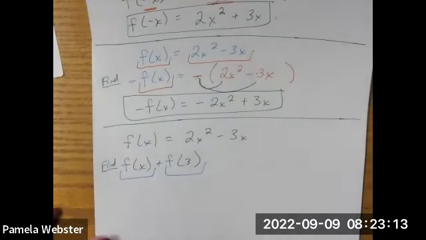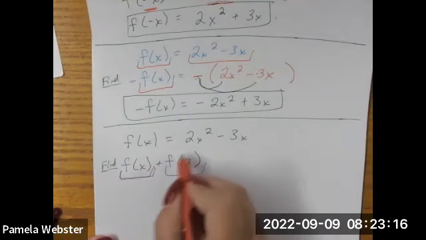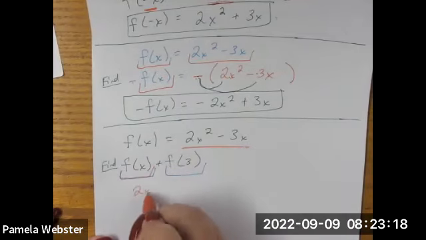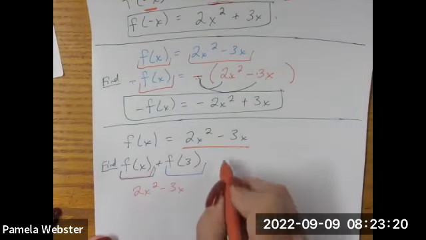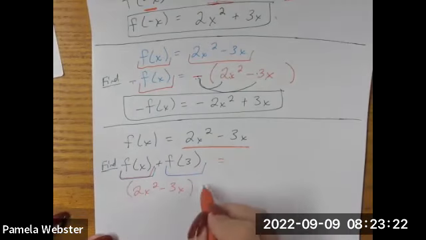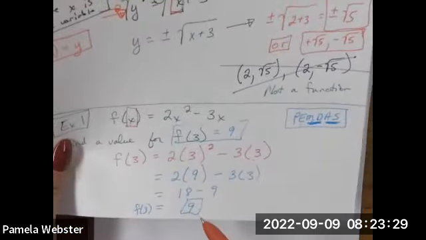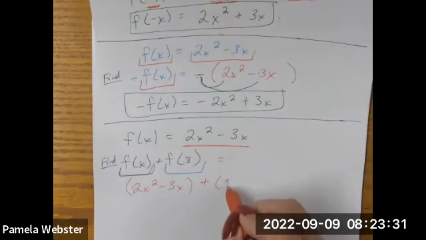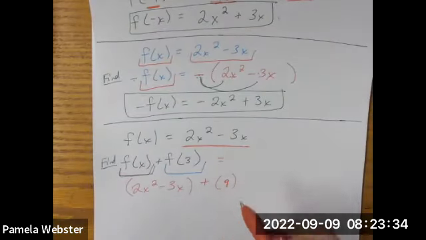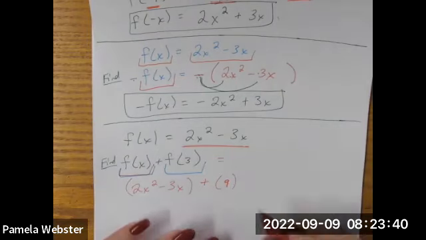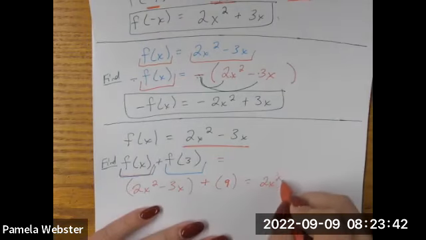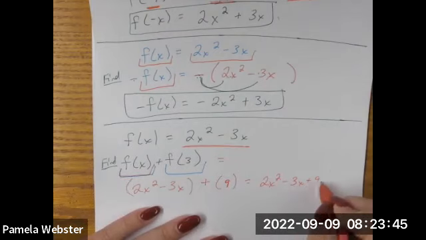So this is what it's going to look like. Put in your f of x. Okay, there's my f of x, 2x squared minus 3x. Put parentheses, plus, put in your f of 3, but we know f of 3 is 9. So plus, and you can put parentheses here, but when you're adding, it doesn't matter unless it's a negative, you'll want that, maybe, plus 9. So this actually becomes 2x squared minus 3x plus 9.